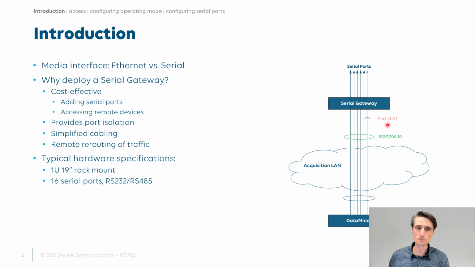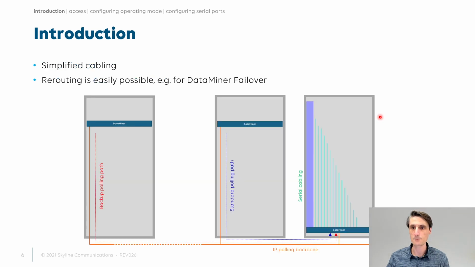Typically we use a Moxa device, as I said, which is a rack-mounted device. You plug it in, you connect it to the TCP/IP network, configure it with an IP address, and you can start hooking up serial devices to the 16 or 32 serial ports you have at the back.